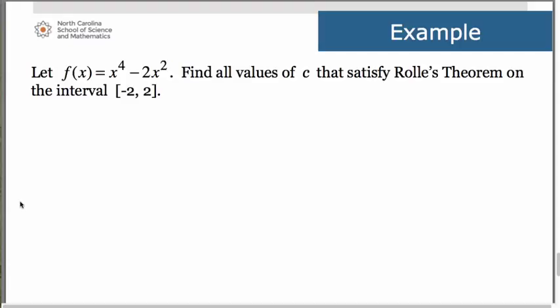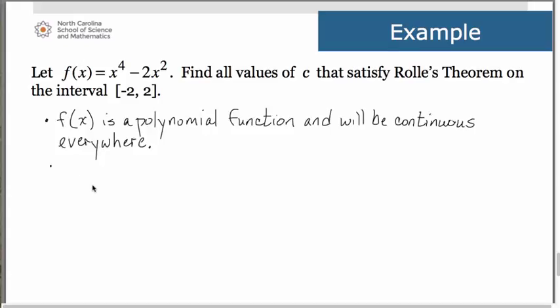We have the polynomial function f of x is equal to x to the fourth minus 2x squared, and we are asked to find all values of c that satisfy Rolle's theorem on the interval from -2 to +2. As we did with the mean value theorem, we need to make sure that the conditions hold true for this particular polynomial. So the first condition, remember, is that the function needs to be continuous on the closed interval. Well, this is a polynomial function, so it's going to be continuous everywhere. The second condition is that the function needs to be differentiable on the open interval. Once again, we have a polynomial function, so therefore it will be differentiable everywhere.